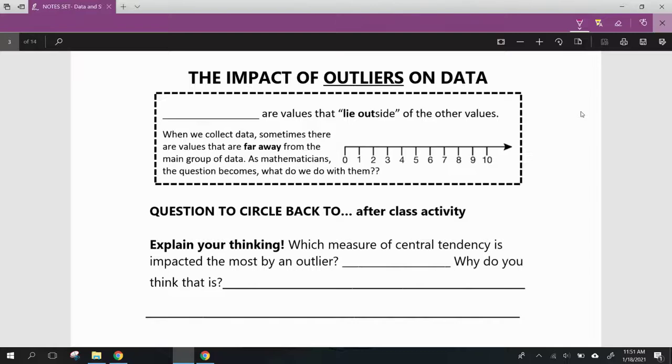This video is going to go over the impact of outliers on data. We're going to talk about what outliers are and how they can potentially impact measures of central tendency, mean, mode, median, and range. So the first thing we need to know, what in the world is an outlier? Let's go ahead and jot down our definition.